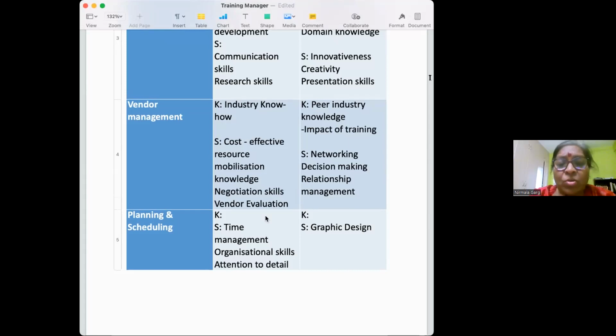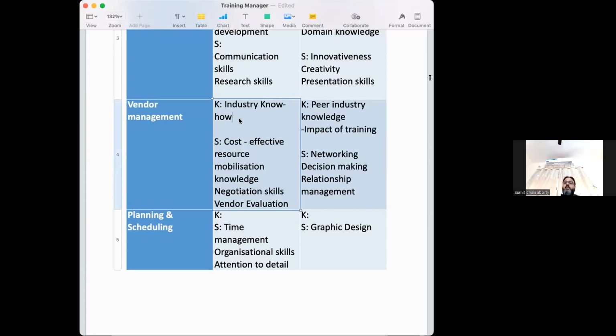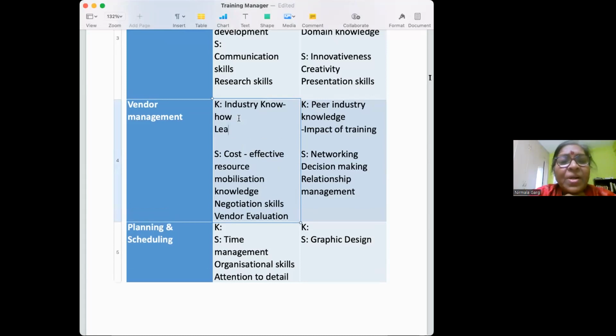Different kinds of vendors also, right? Not necessarily classroom training you want to give. You may be wanting to give e-learning kind of a training or virtual kind of a training, right? Or on-job training may be there. So understanding of different kinds of vendors.